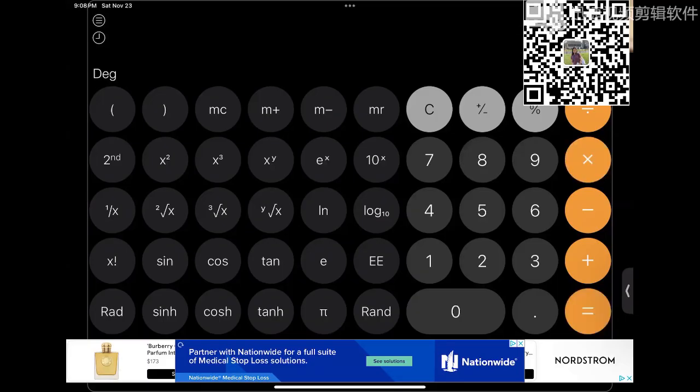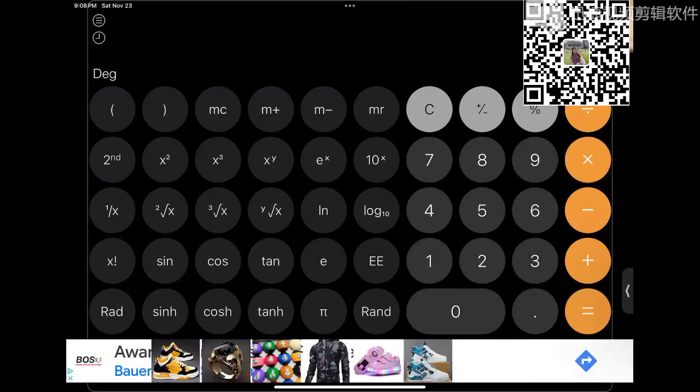29 times 29 is 841, 30 squared is 900, 31 squared is 961, 32 squared is 1024, 33 squared is 1089, 34 squared is 1156, 35 squared is 1225, 36 squared is 1296, 37 squared is 1369, 38 squared is 1444, 39 squared is 1521, and 40 squared is 1600.